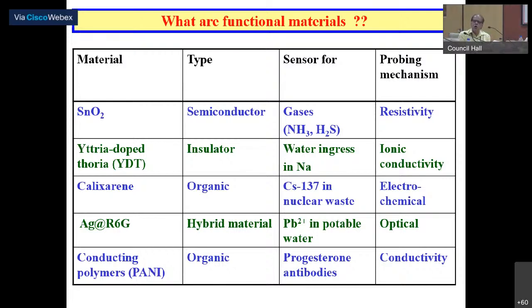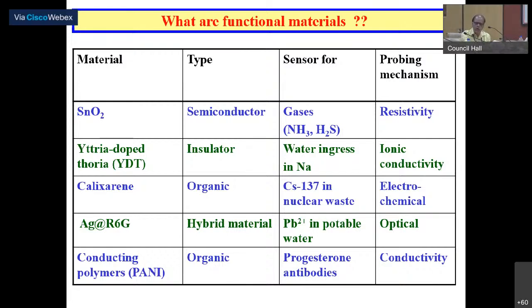It is because all 5 of them are used to make sensors. They are called sensor materials. They are used to make sensors for toxic gases, sensor for water in molten sodium, sensor for cesium-137 in nuclear waste, sensor for lead-2+ in potable water, and sensor for progesterone antibodies. So these 5 different compounds have got one thing in common, that they are sensor materials. So this is the new way of classification of material, which is based on functionality.